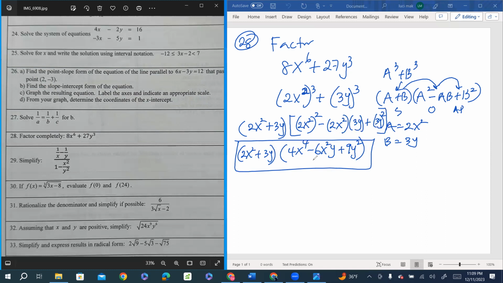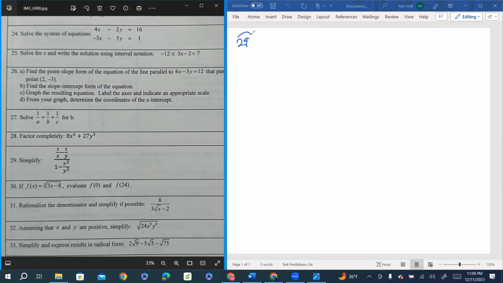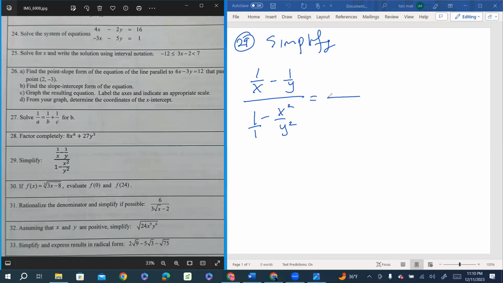I'm going to erase the board. 29. Let's look at 29. So we need to simplify this. So we have 1 over x minus 1 over y divided by 1 minus x squared over y squared. So let's make 1 as 1 over 1. Now you could find the LCD of all the fractions, or you could do the LCD for the numerator and the denominator separately. I'm going to do it separately because that's how we learned in class.